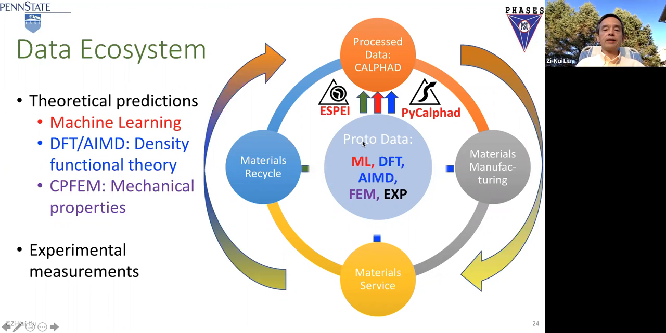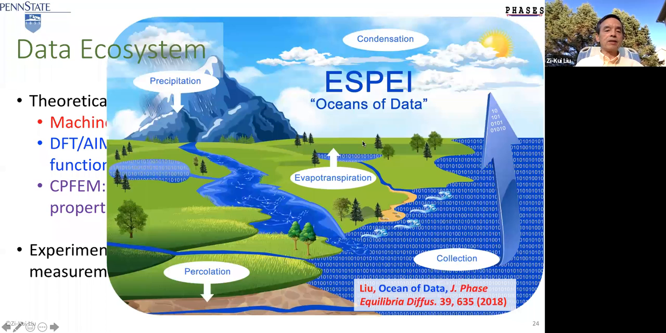So we call this process a data ecosystem, and to make it more analogous to an ecosystem, we developed this concept called the ocean of data. So all the individual databases, online or private, bigger or small.